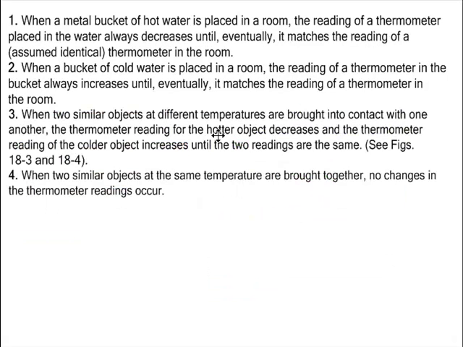That's what we see here. We have two objects, one hot, one cold. We bring them together. Their temperatures will merge together. And the last interesting thing is that if we take two similar objects that are at the same temperature and we bring them together, the thermometers do not change their value. The reading starts the same and stays the same.